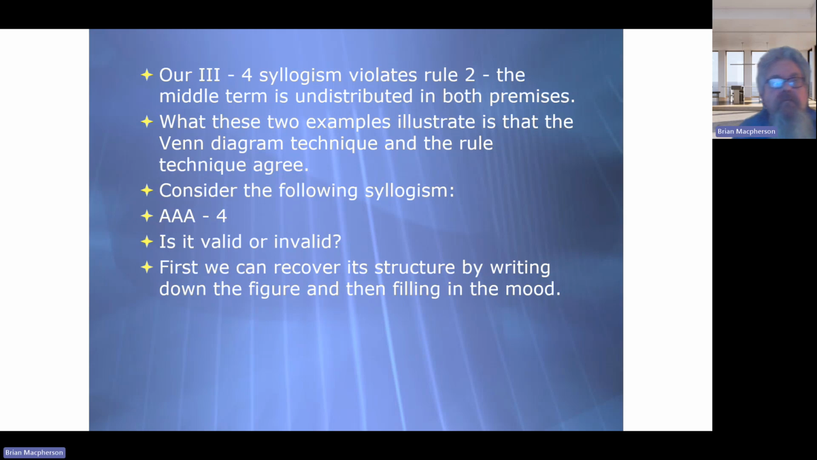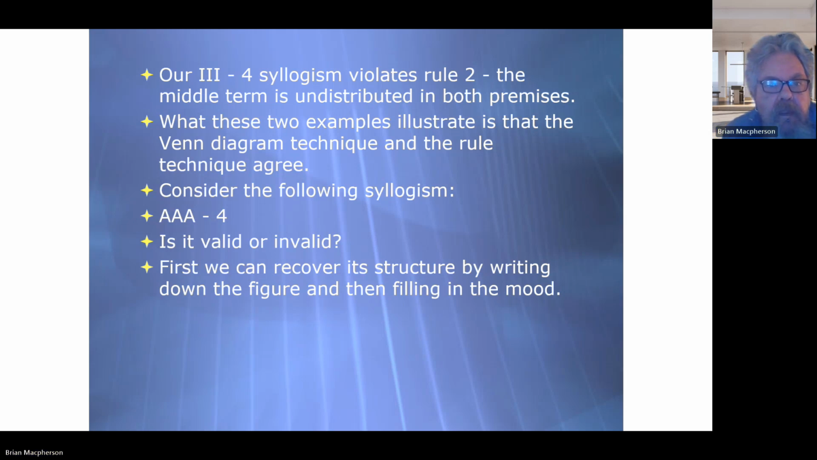So as I say here, our III-4 syllogism violates rule 2. Actually, sorry, that should be rule 1. My apologies, that's a typo. Rule 1, the middle term is undistributed in both premises. So what these two examples illustrate is that the Venn diagram technique and the rule technique agree. They coalesce. Now let's consider the following syllogism. AAA-4. Is it valid or invalid?